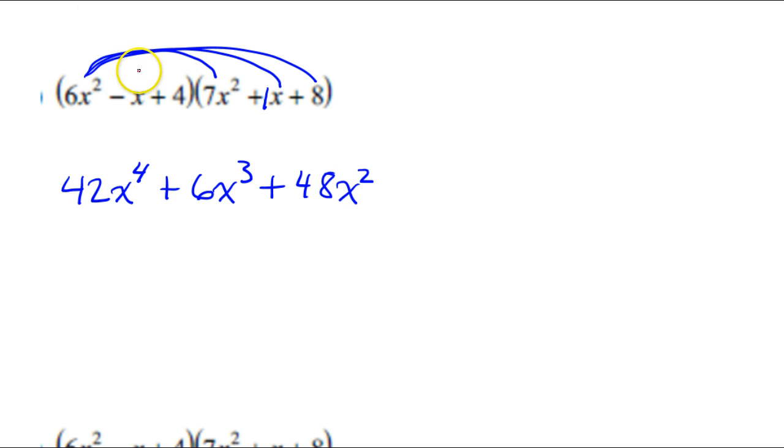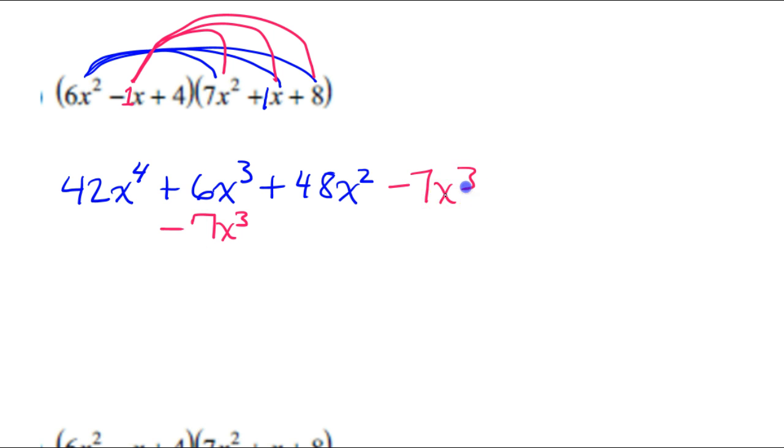Okay, next I will distribute this negative x. Think of it as a negative 1 if it helps. Alright, so I'm going to distribute that like this. So, negative 1 times 7 is negative 7. X times x squared will be x to the 3rd power. So that'll be negative 7x to the 3rd power. Now I could have put my negative 7x to the 3rd power on the end, but ultimately I need to combine these like terms, so I find it easier if I line up my like terms as I go.